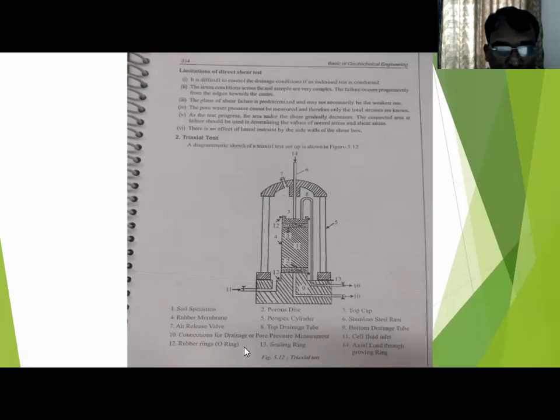Okay. Then connections for drainage or pressure measurements. Of course, these are the connections.